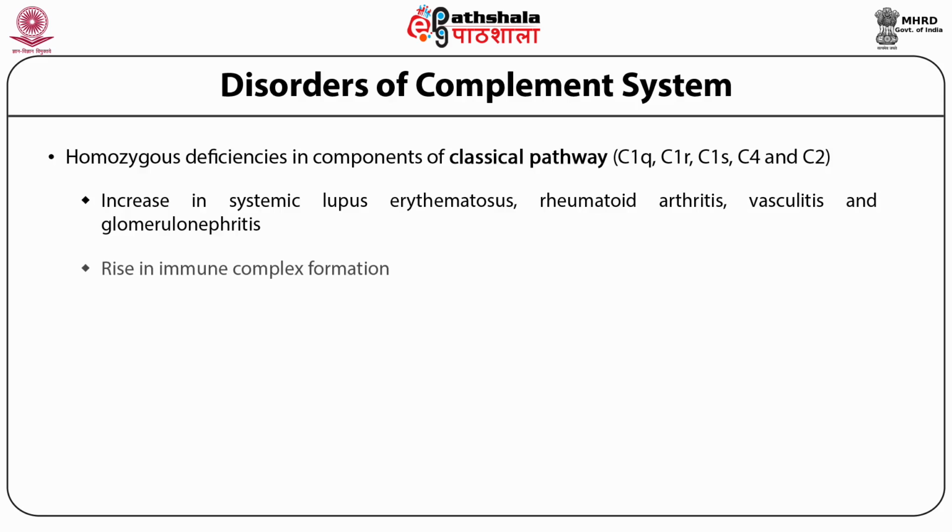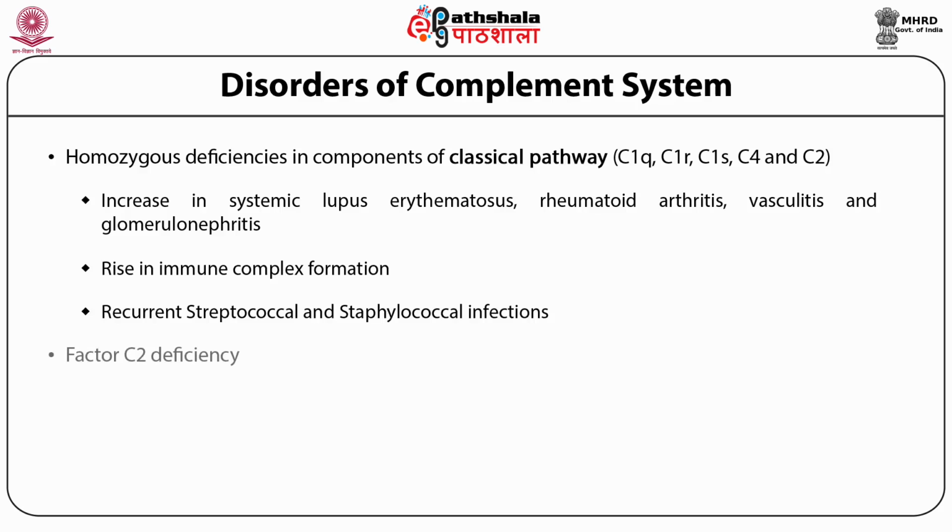There is also a rise in immune complex formation in all these diseases, clearly showing the importance of the early components of classical pathway in activating C3b, which is very important for immune complex clearance. These complexes eventually grow very huge in size, leading to their deposition in tissues and inflammation of the area. Streptococcal and staphylococcal infections are also found to be recurrent in such patients.